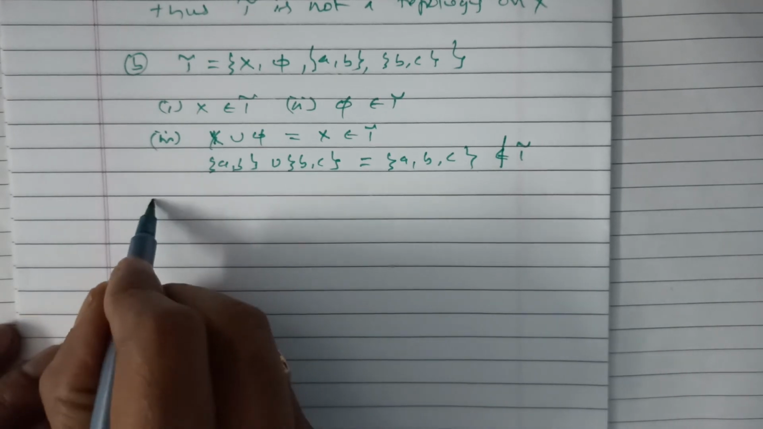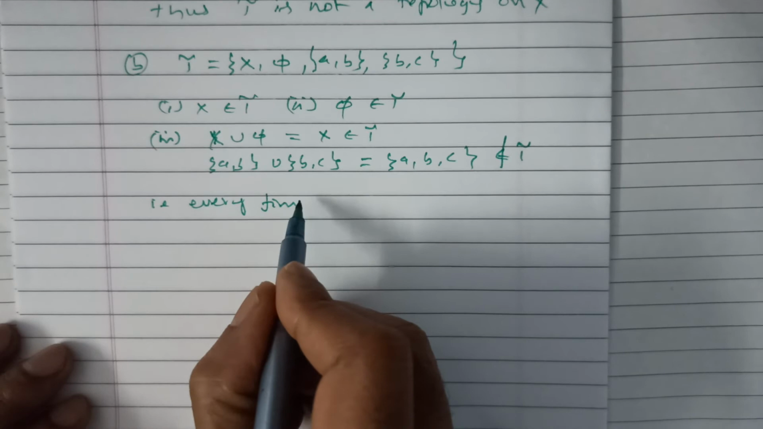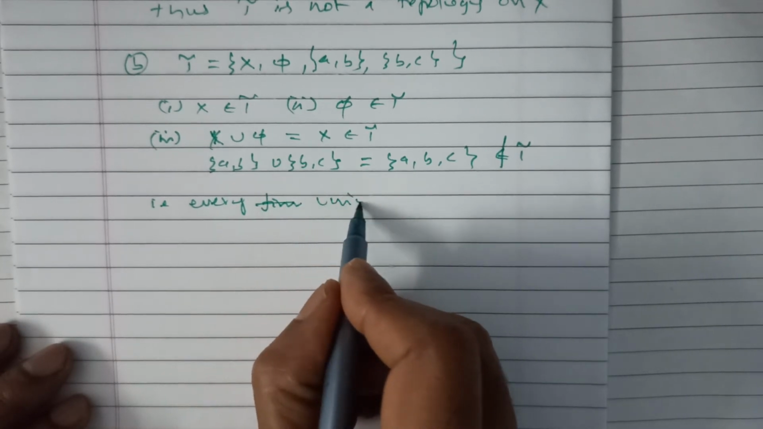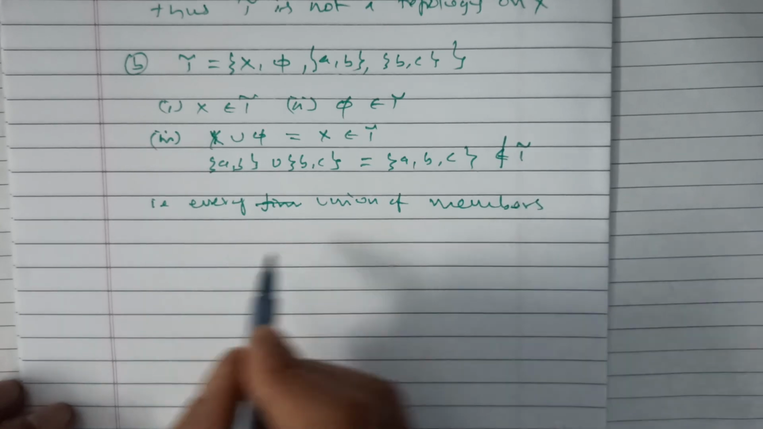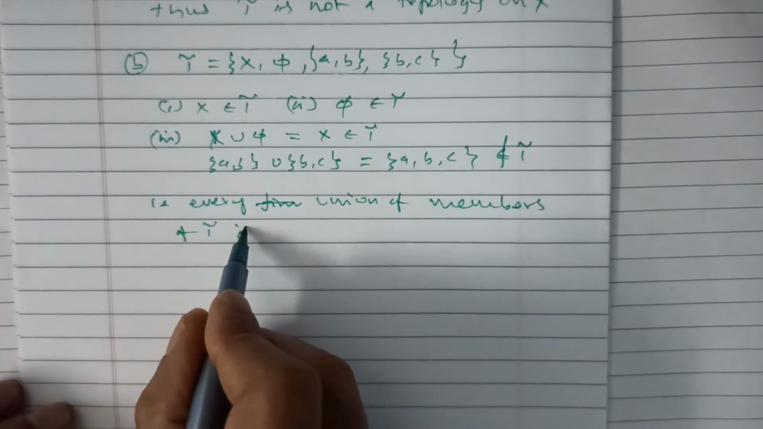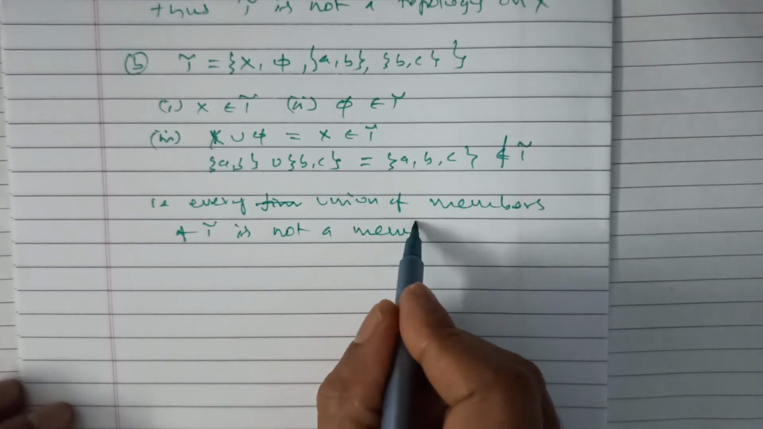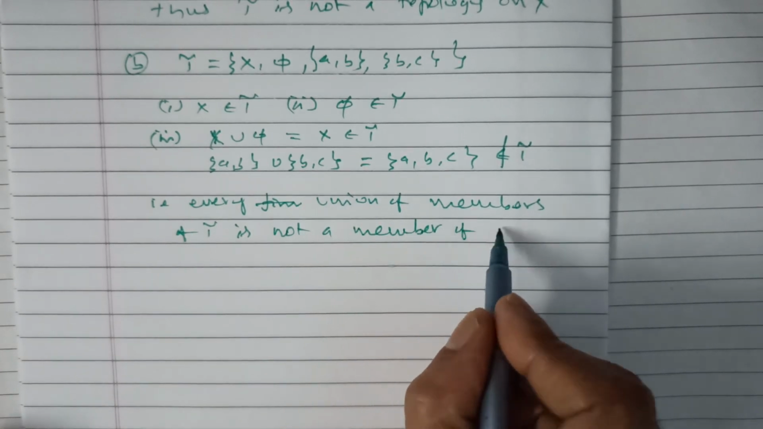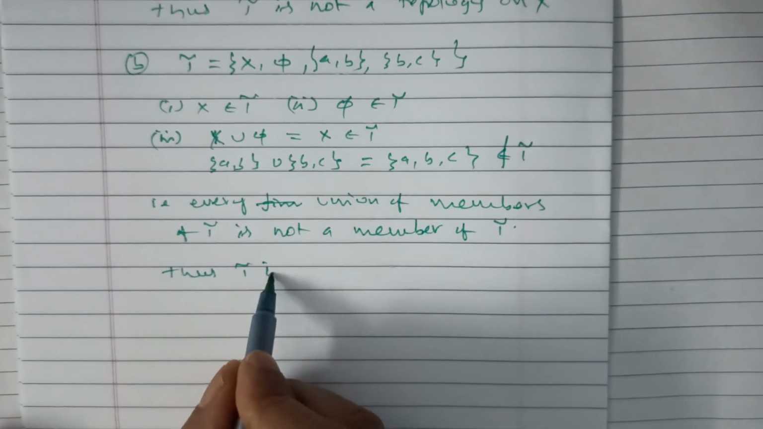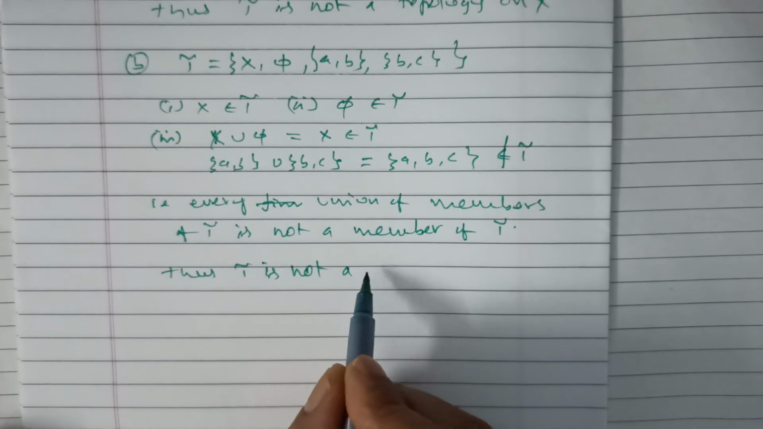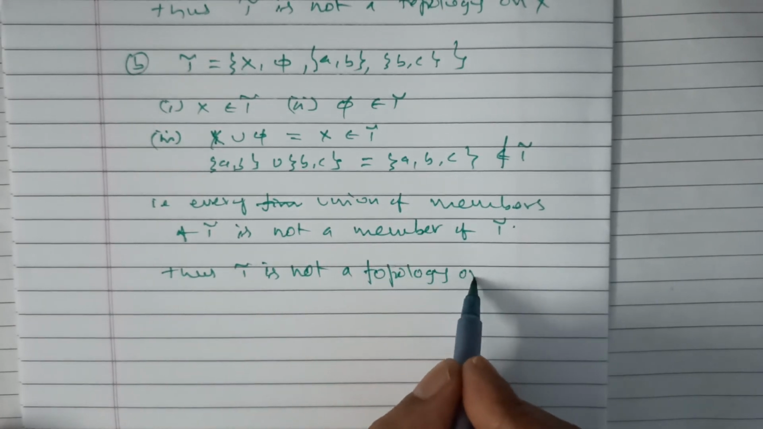That is, the union of members of tau is not a member of tau. Thus, tau is not a topology on X.